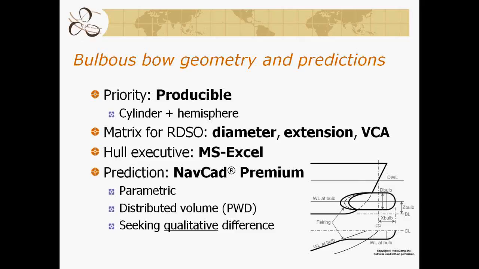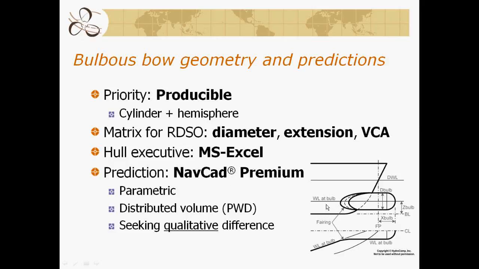There were some interesting priorities that were given to us, that it needed to be a producible bulb. And so this graphic here illustrates what the shape was. It was a hemisphere on the nose attached to a cylinder, which then had some simple fairing into the hull. And the matrix for our design space optimization was the diameter of the bulb, the extension forward of the bulb, and the vertical center of area below waterline.